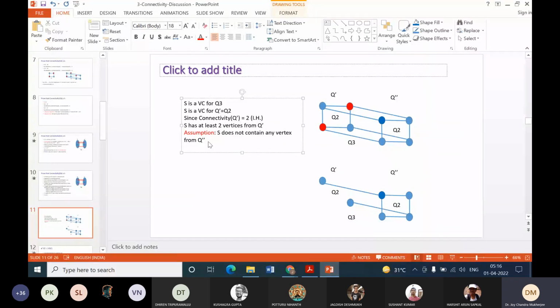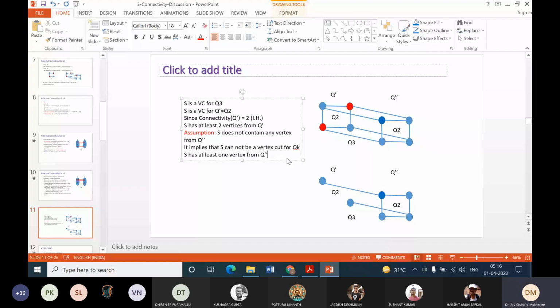But in that case, what happens? It implies that S cannot be a vertex cut for QK. That means S has at least one vertex from Q double prime.